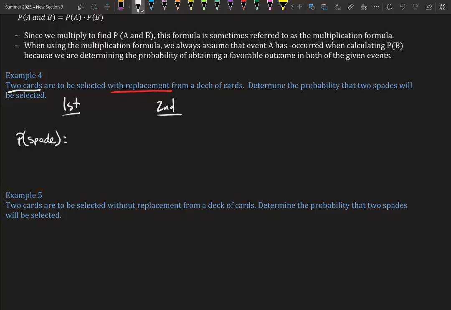So I have a fresh deck of cards. It's never been touched. I just took the jokers out. I have 13 that are spades. 13 out of 52. All right, I pick a card. It's a spade. Because it says with replacement, I put the card back in the deck. If I put the card back, the deck hasn't changed. For my second pick, I still have 13 out of 52 to pick from. All right, we're going to multiply. So 13 times 13 is 169. 52 times 52 is 2,704. We can simplify this down into 1 over 16.